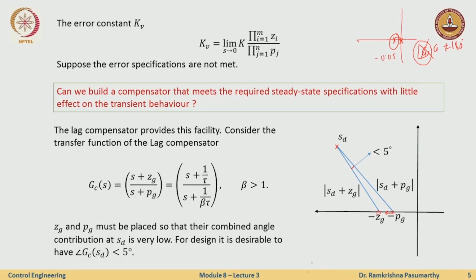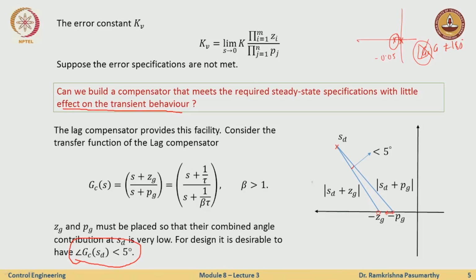So the lag compensator by construction looks like this, in such a way that the beta now, which is analogous to the alpha earlier, this beta is now greater than 1, and Z and P must be placed so close to each other that the angle contribution is less than 5 degrees. I cannot make it 0, because if I make it 0, the pole would sit on the 0, they would cancel out each other and there would be no compensation, right. So it is desirable to have the angle of GC to be as small as possible to have the least effect on the transient behavior. So that is what we have to be careful about in this design procedure.